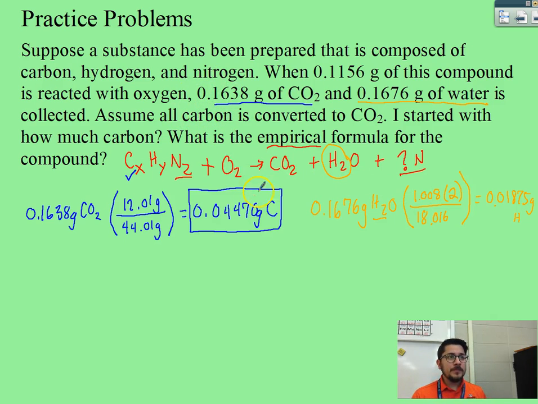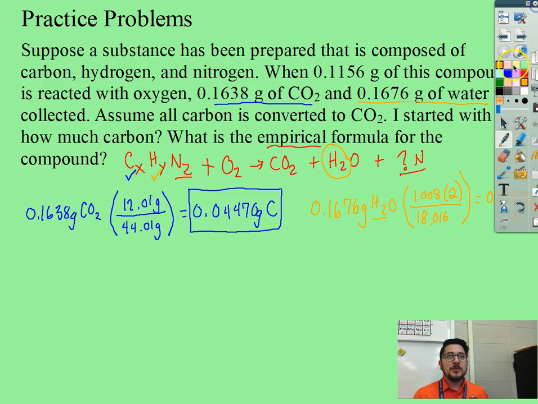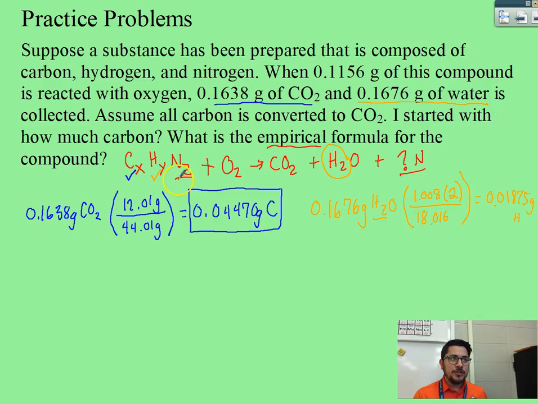So I know how much carbon I have. I know how much hydrogen I have. Last one I need to figure out is how much nitrogen I have. Well, they didn't give me the formula of nitrogen because I still have a question mark here. I have no idea what this formula is. But they did tell me that in the beginning, I had this much of the compound. So, if the total is equal to 0.1156 grams, I should be able to figure out how much nitrogen I have.